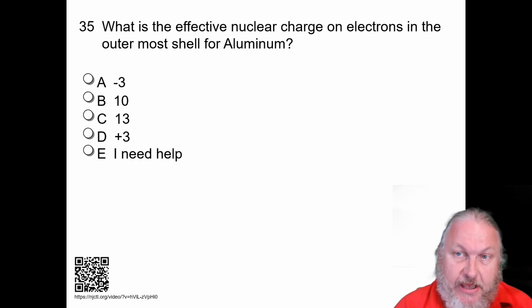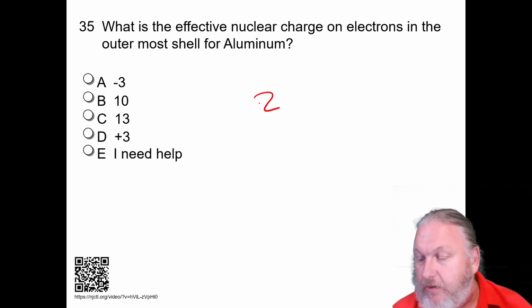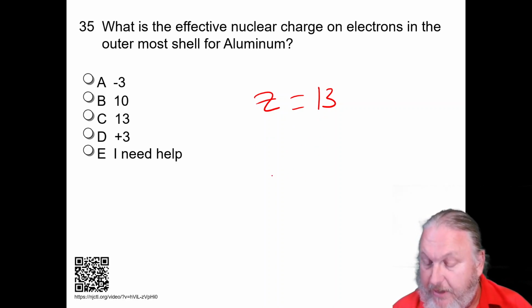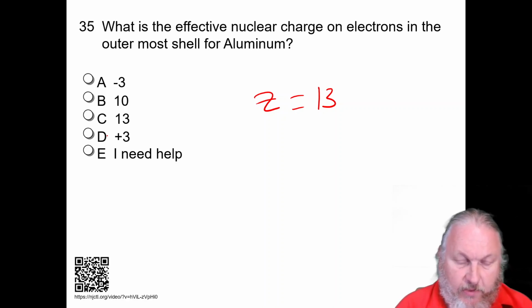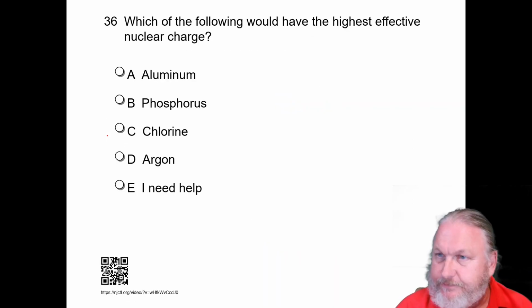So what's the Zeff on electrons in the outermost shell, the valence electrons, for aluminum? Well, if you recall, the Z number is 13. The S we just calculated is 10. That's 13 minus 10, a positive 3 charge on those valence electrons. So that of course is D.